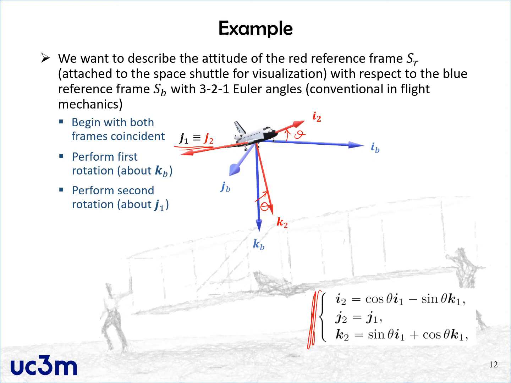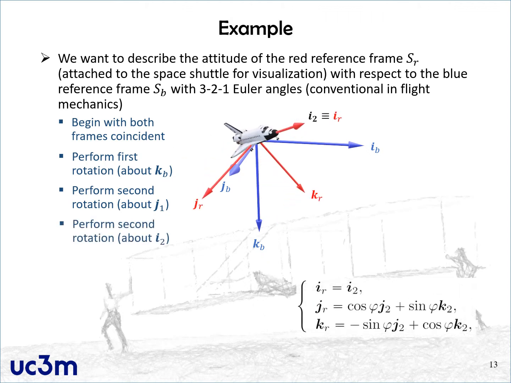And finally, to reach the final orientation, we would rotate about the x-axis. So imagine that the final orientation in this particular example is that one. Okay, so the shuttle is flying in that particular position. So that rotation happens about the I2 axis. The expressions are over here, and the last angle is the angle that we call phi.